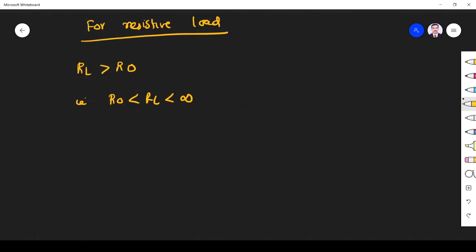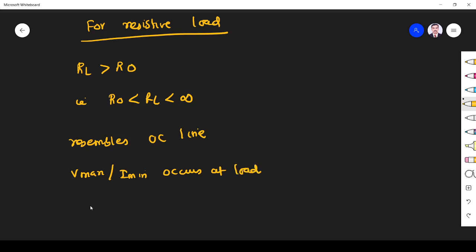So for a resistive load, when RL is greater than R naught, it resembles the open circuit line. Just now we studied the nature of the open circuit line, right? Open circuit line means V maximum and I minimum occur at the load. Yes or no? Open circuit voltage is maximum.